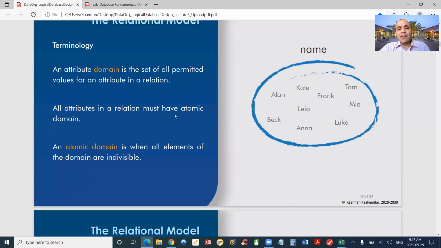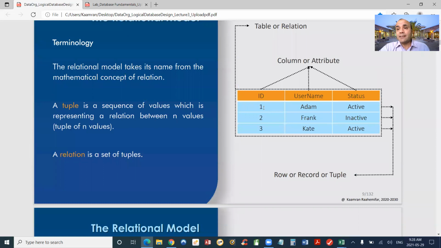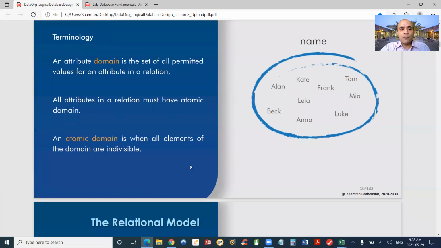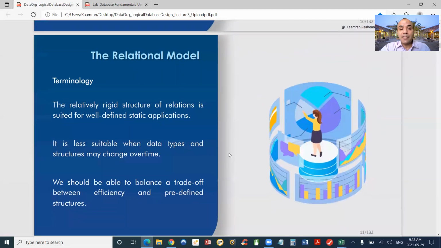All attributes in a relation must have atomic domain, meaning that whatever you do, it's going to be pretty much unique. When you say 1, can you divide it anymore? When you say 2, can you divide it to sub items? No. When you say active, can you divide it to ac and then tif? No. It's just atomic. It's very much understood. An atomic domain is when all elements of the domains are indivisible. So we don't want to be able to divide them any further.